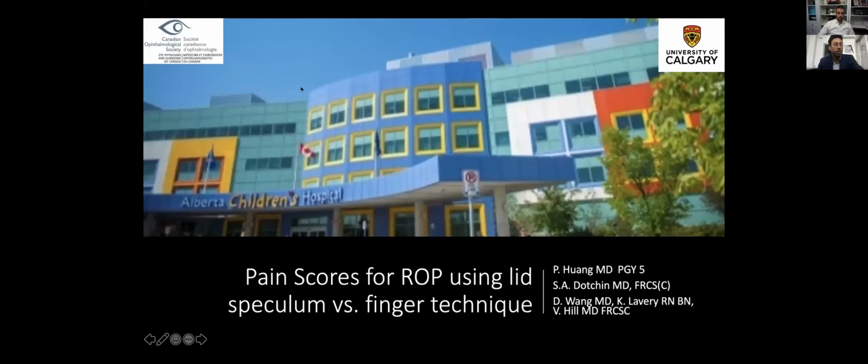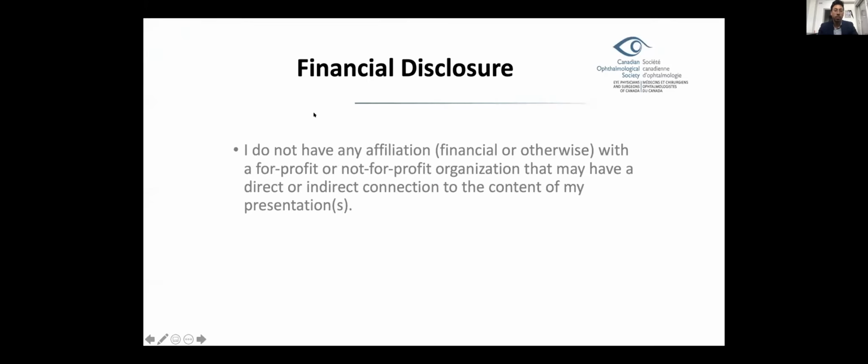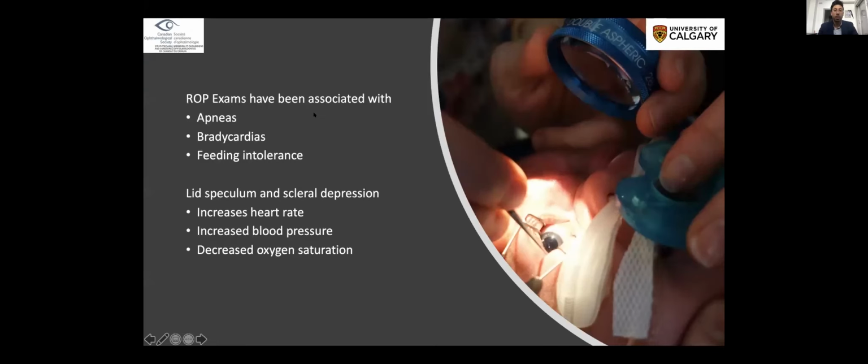Thank you, Dr. Wade. So same team again. Thank you again, Dr. Dotch and Dr. Hill and the rest of our group. This is entitled Pain Scores for ROP using Lid Speculum versus Finger Technique. If you're just tuning in, I'm Paul Huang, PGY 5. We have no financial interests.